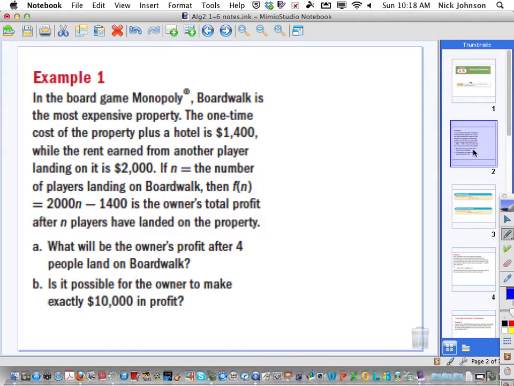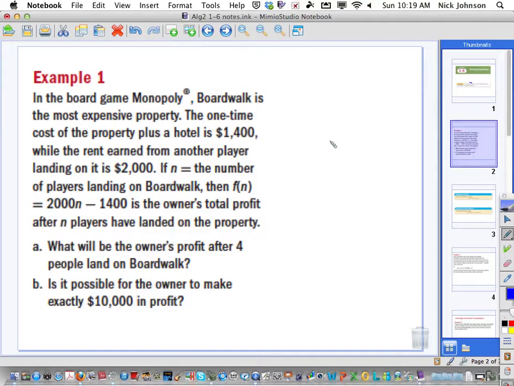So let's look at example 1. In the board game Monopoly, Boardwalk is the most expensive property. The one-time cost of property plus a hotel is $1,400, while the rent earned from another player landing on it is $2,000. If n equals the number of players landing on Boardwalk, then f of n equals 2,000n minus 1,400 is the owner's total profit after n players have landed on the property. What will be the owner's profit after 4 people land on Boardwalk?